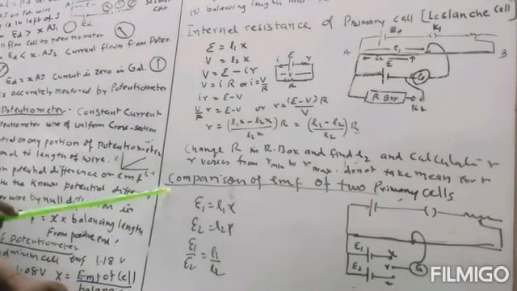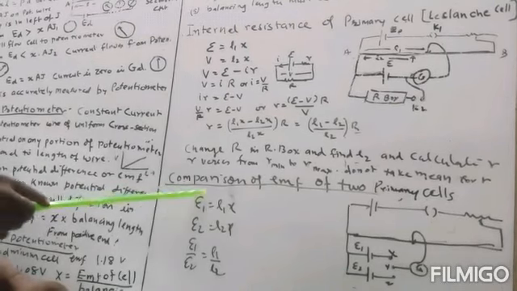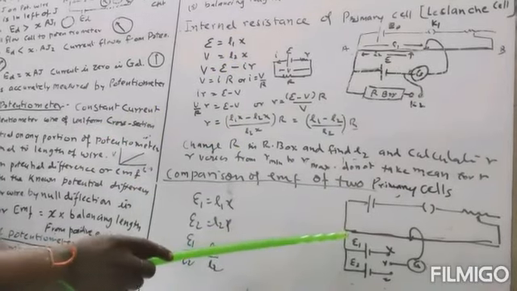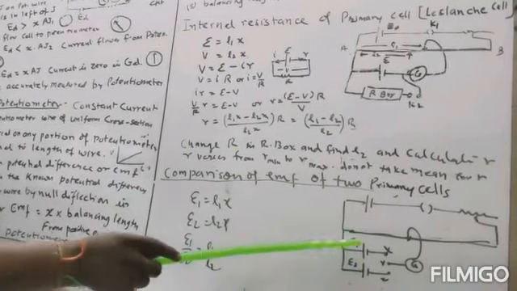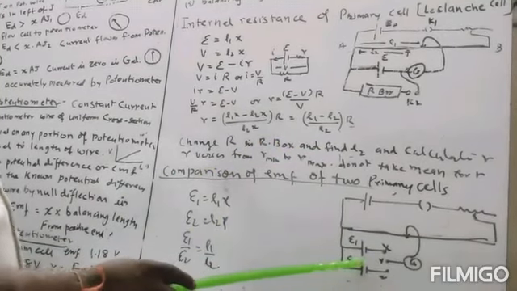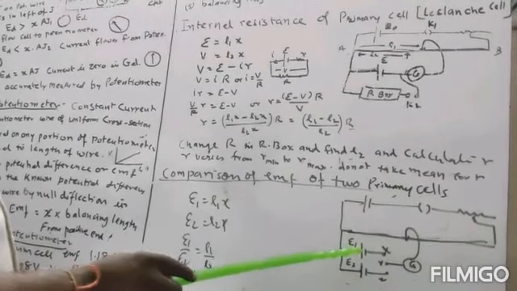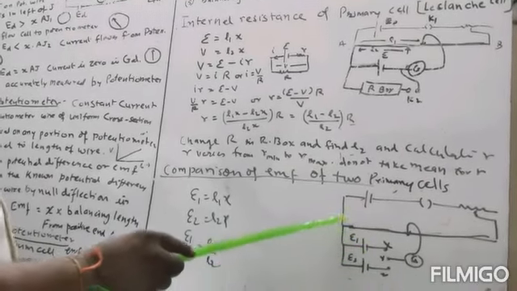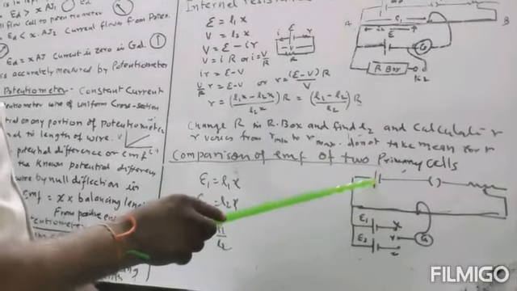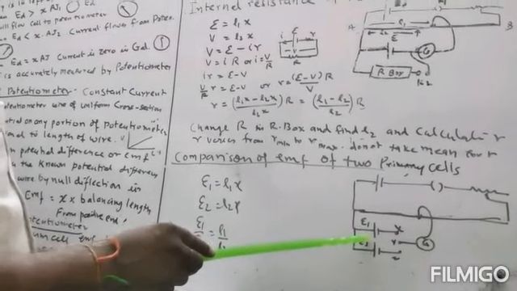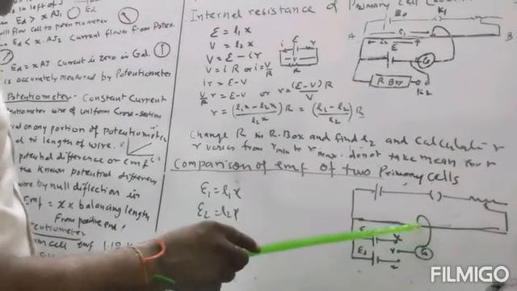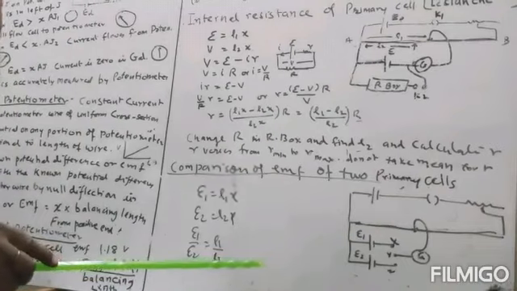The second application is to find the ratio of EMF of two primary cells. We have two primary cells, one is the Daniell cell and another is the Leclanche cell. Both are primary cells. The positive of the Daniell cell and the positive of the Leclanche cell, whose EMFs are E1 and E2, are connected. The primary circuit battery's positive is connected to here, the positive of the Leclanche cell and the positive of the Daniell cell are connected to here, and the jockey. Here we have a two-way key.